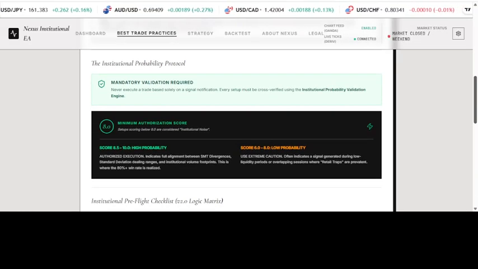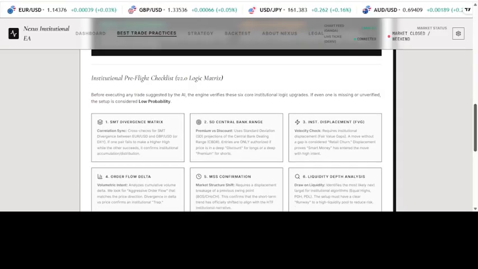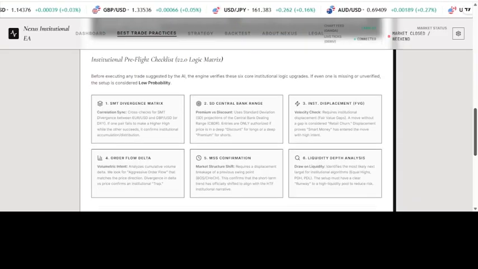Then I've also included a mandatory validation engine into the advisor here, and I'll go into that in a second, where even after we have all of the confluences set, we want to also check the probability engine that I've built into the app. A score of 6 to 8 is low probability. Any score of 8.5 to 10 is a high probability trade. A lot of data and a lot of science went into this engine.